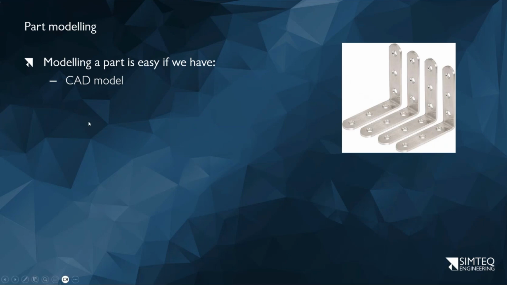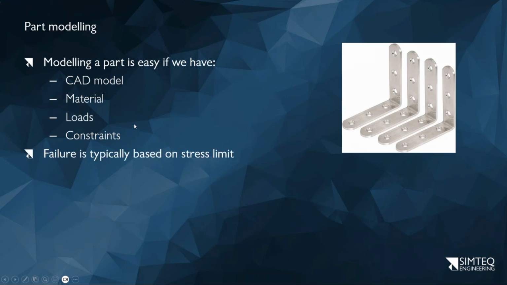So if you go to part modeling, typically it can be anything simple. It can be a bit more complex as well. To model it correctly, we need a CAD model. We need a material property for this, loads, constraints, and then we're pretty much ready to run. So apart from this, we measure the part, apply all of these, and we can run. In this case, something like failure would typically be some kind of a stress limit that we specify, whether it's plasticity or fracture. It can be displacements, but on a part level, we tend to have relatively simple failure criteria.